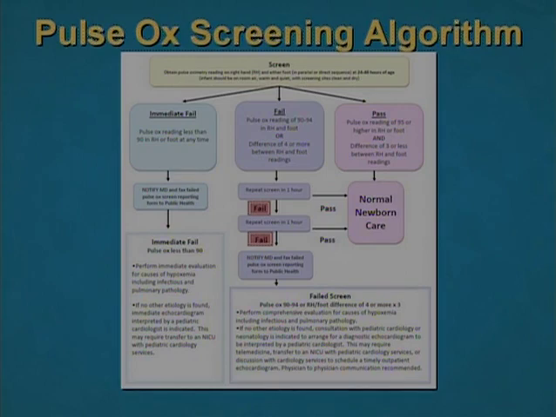immediate fail. And so the screener should notify the physician of an immediate fail, and they should perform an evaluation for causes. If there is no cause found, then an echocardiogram may be indicated, and they need to make sure that that is completed prior to the baby going home. It is recommended that the echocardiogram be interpreted by a pediatric cardiologist if possible. And again, this may require transfer to a NICU with pediatric cardiology services.